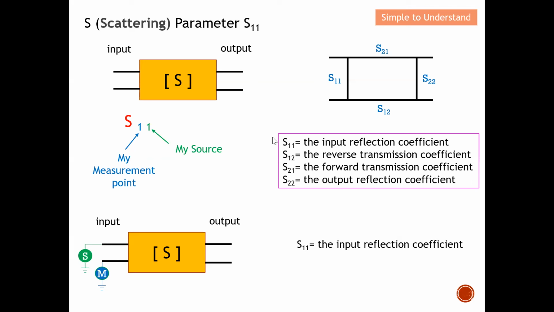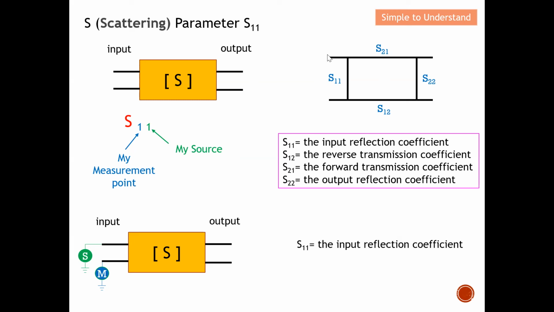Let's take a look at this diagram here. You can see that I insert my source over here. What I want to measure is the waveform that is reflected back. Can you see here? I supply here, I measure here. So effectively, I'm going to measure the reflection. Therefore, S11 is called the input reflection coefficient.